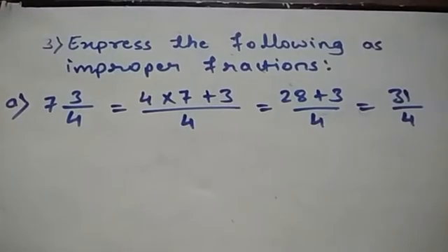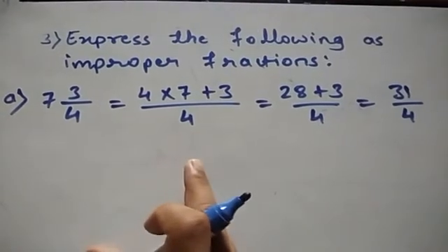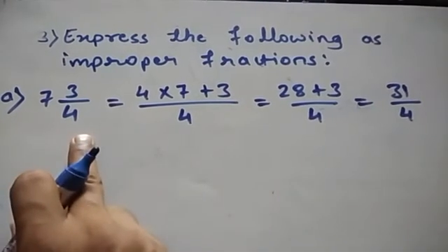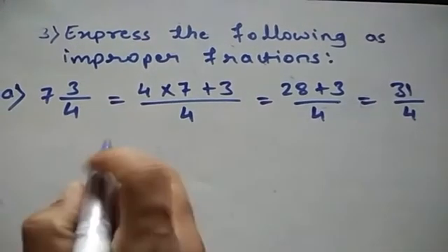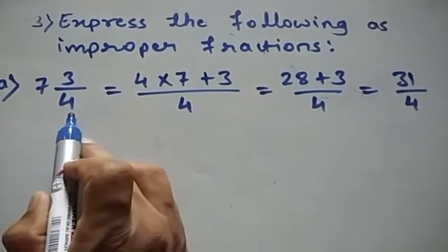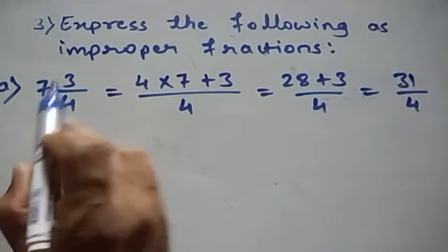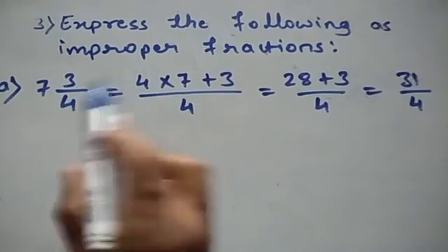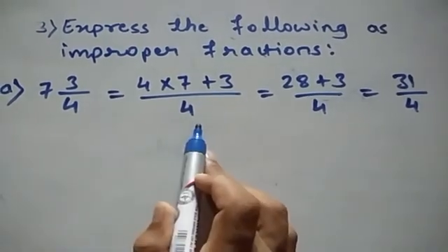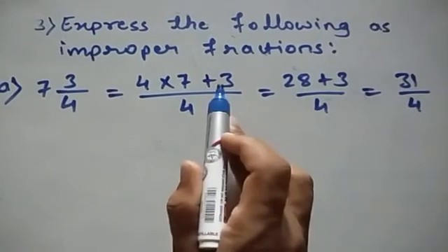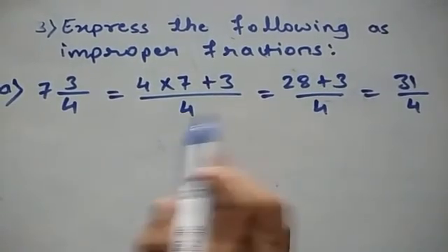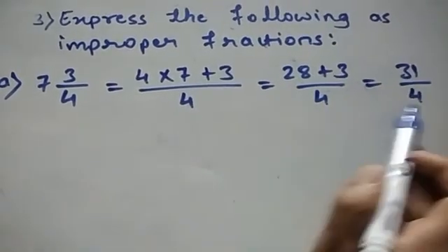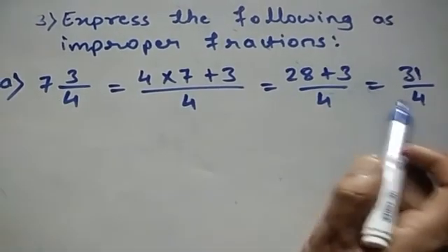Now the next question is express the following as improper fractions. See here one example, 7 and 3 upon 4. So this mixed fraction we are going to convert into an improper fraction. And how to convert, see here now. Students, remember this denominator we have to multiply with this whole number and then add this numerator. Therefore 4 into 7 plus numerator as it is and denominator as it is. Now see here 4 7s are 28 plus 3 as it is and denominator also copy as it is. Now see 28 plus 3 is 31 and this denominator as it is. Therefore 7 and 3 upon 4 is 31 upon 4.